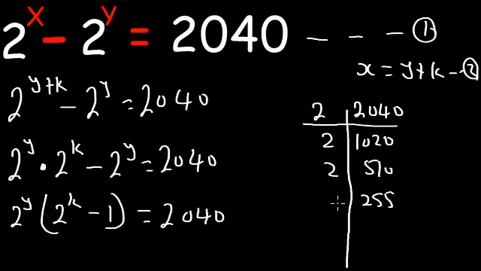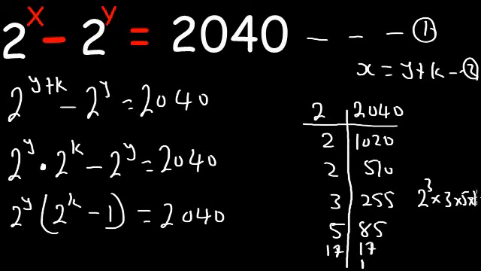At this point, 2 can no more work, but 3 can. 255 divided by 3, that's simply 85. And similarly, 3 can no more work, but 5. 85 divided by 5, that should result in 17. And right now, nothing else can work rather than 17. And 17 divided by 17, that's simply 1. So which implies that all the prime factors of 2040 is simply 2 raised to the power of 3 multiplied by 3 multiplied by 5 then multiplied by 17.